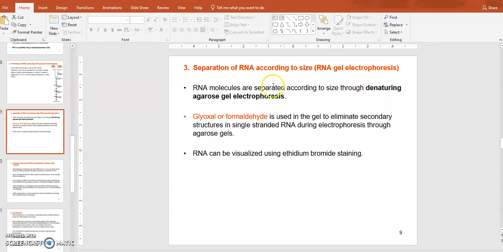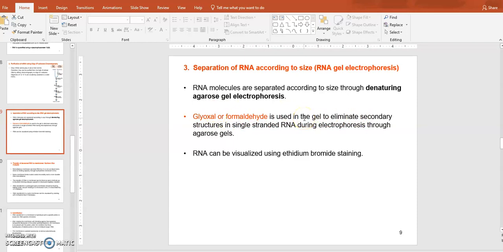So your mRNA molecules will be separated out based on their sizes using electrophoresis, and then the gel will be denatured just like in southern blot hybridization. Electrophoresis and denaturation, but before that, one important step: glyoxal or formaldehyde is used in the gel. That's a kind of denaturant.